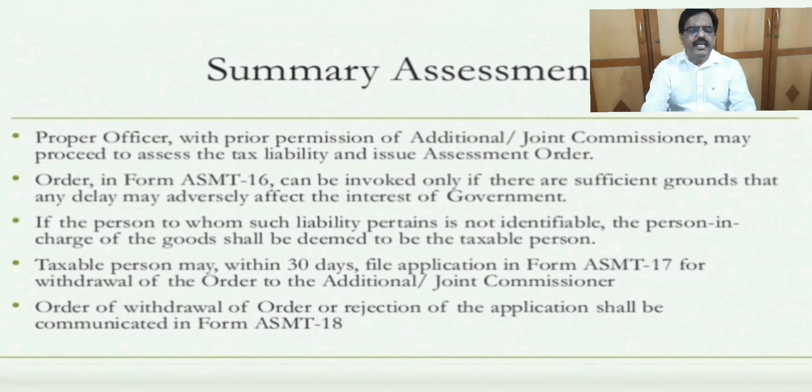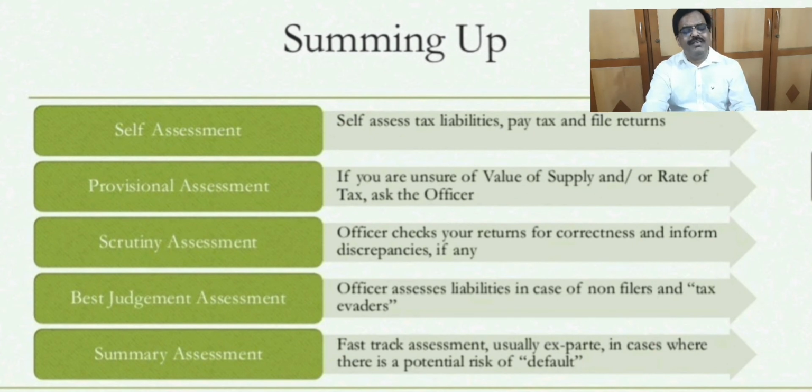To sum up, there are 5 types of assessment. First one is self-assessment. It is the returns we are filing properly at the proper time. And provisional assessment, that is, if you are unsure of the value of supply, that is goods or services, or the rate of tax, then we are requesting the department to do the assessment. That is the second option. And third one is scrutiny assessment. Depending on the returns we have filed, if the department finds any discrepancies, it does the assessment and recovers the tax from us. That is scrutiny assessment.